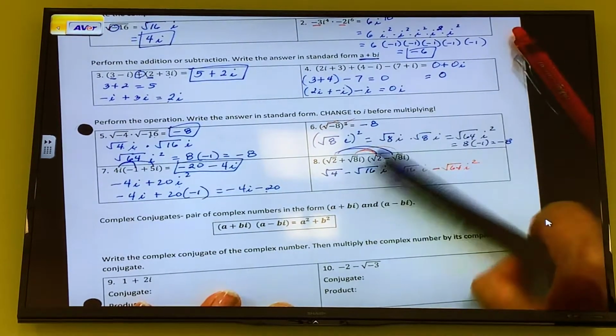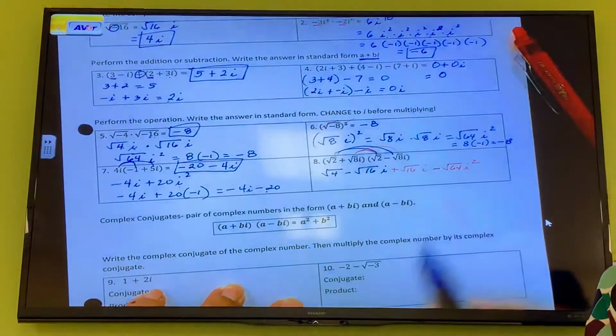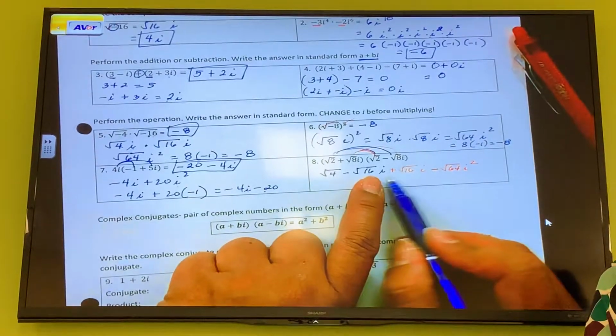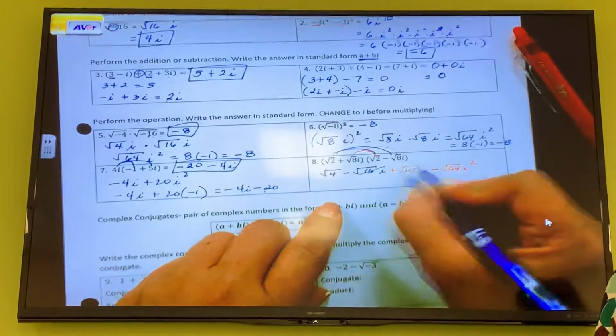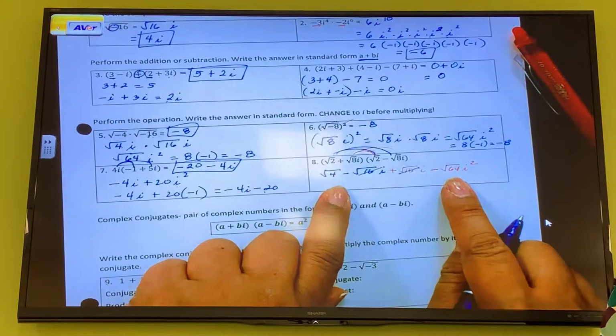And then we're supposed to combine like terms. But what happens when we combine the ones with the i's? They cancel out. So the only thing that we need to do really are, okay, this and this.